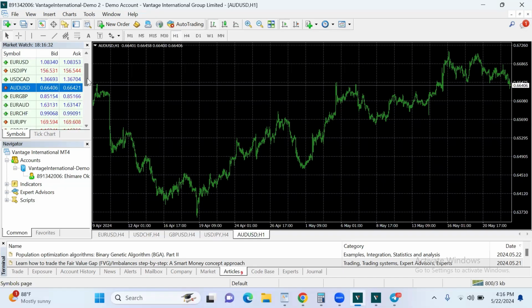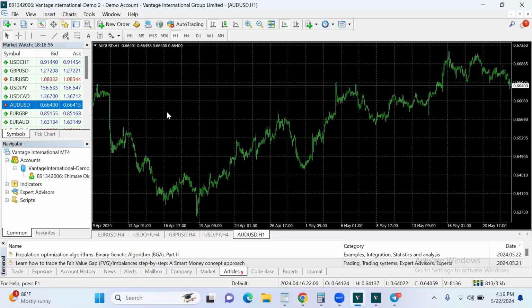Look at all these instruments now, you see? From USD CHF, all the way as you scroll down, you get to NZD USD. But the thing is that on MetaTrader and on Vantage, these are not the only instruments that are available. There are other instruments. There are plenty. We have over 400 instruments on our platform.